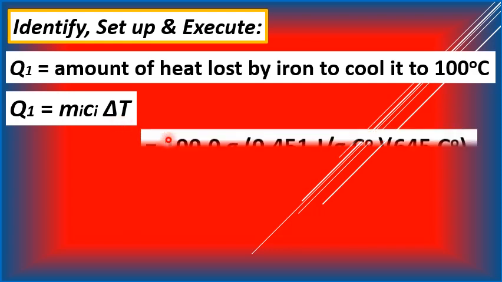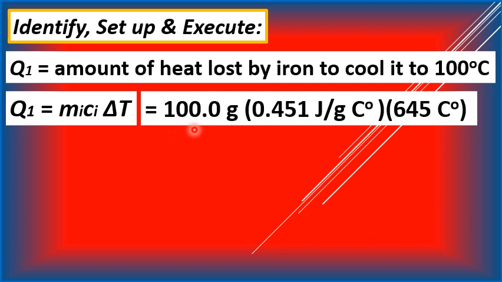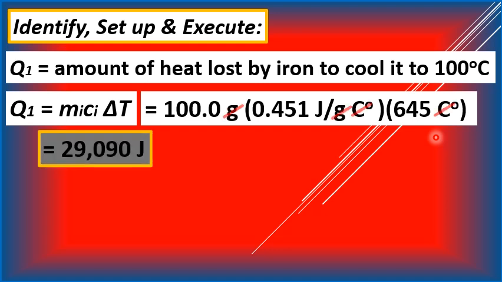That is 100.0 grams times 0.451 joules per gram Celsius degree times 645 Celsius degree, which is the difference between 745 degrees Celsius and 100 degrees Celsius. And doing our math, we get Q1 equal to 29,090 joules.